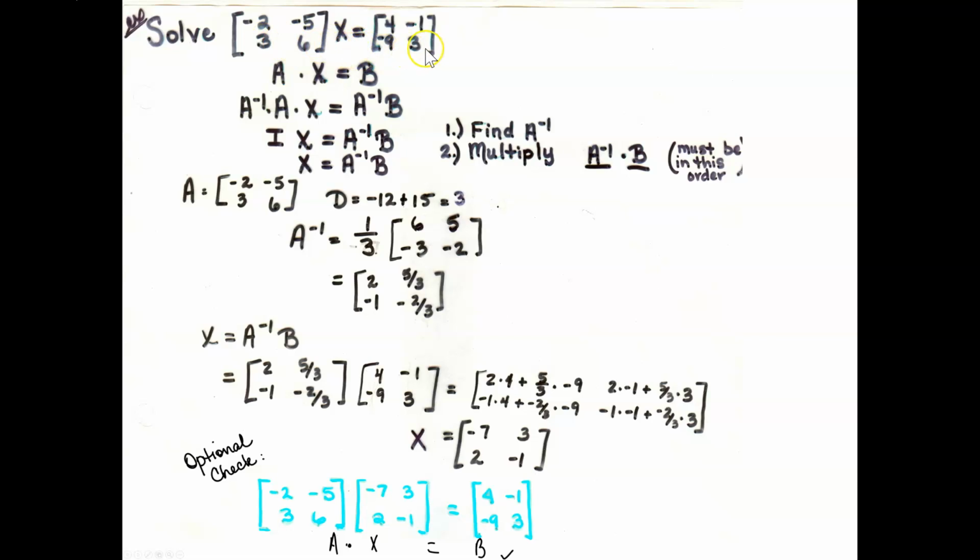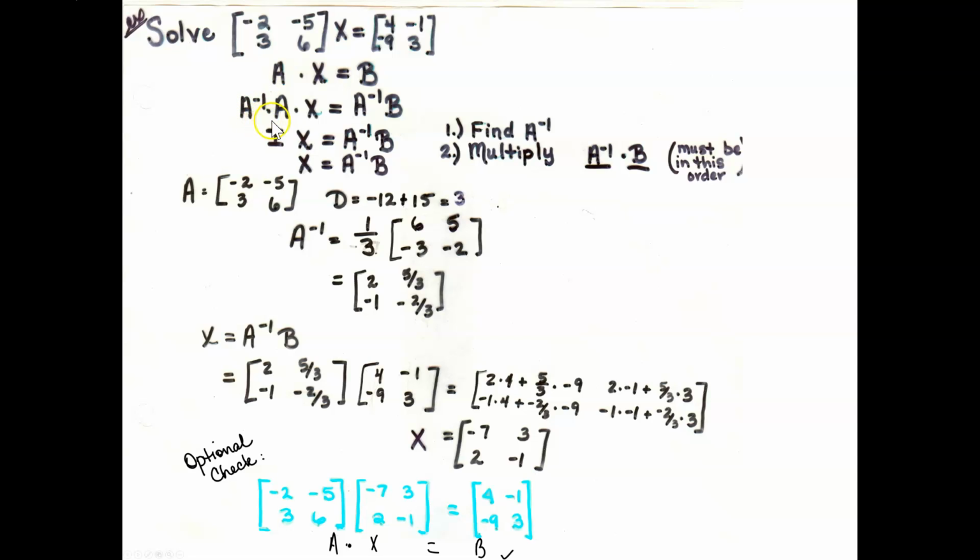I'm going to call this matrix A and this matrix B. Okay, so I've got AX is equal to B. Normally, when we're trying to get rid of multiplying by 2, we do the inverse. We divide by 2, right? If we're trying to get rid of adding 5, we do the inverse. We subtract 5, right? So if I want to get rid of A, I'm going to use its inverse.